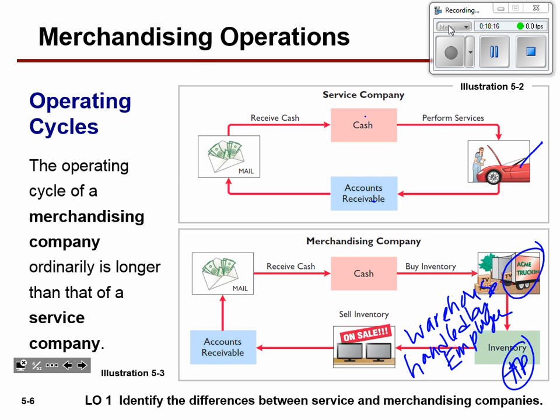So the operating cycle is overall the same. It's just that there's more hands in the cookie jar here on the merchandising stuff, which might increase the time of how long it takes to get all these people paid.